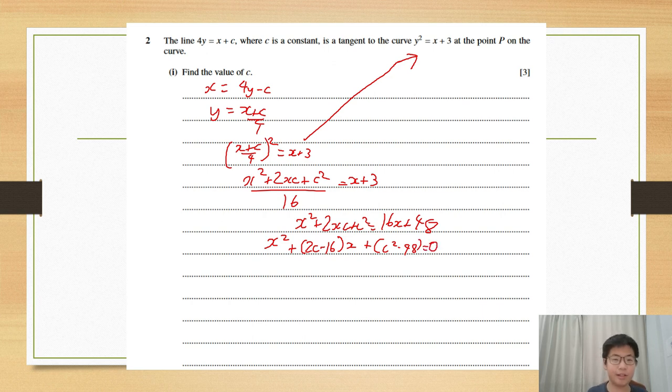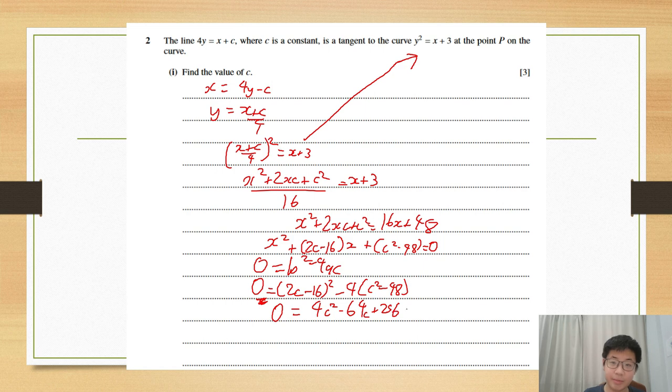I've already figured out this term by now, but I'm going to show you how I did it. We calculate b squared minus 4ac equals (2c minus 16) squared, minus 4 times (c squared minus 48). And then we set b squared minus 4ac equals 0. So 0 equals 4c squared minus 64c plus 256 minus 4c squared plus 192.